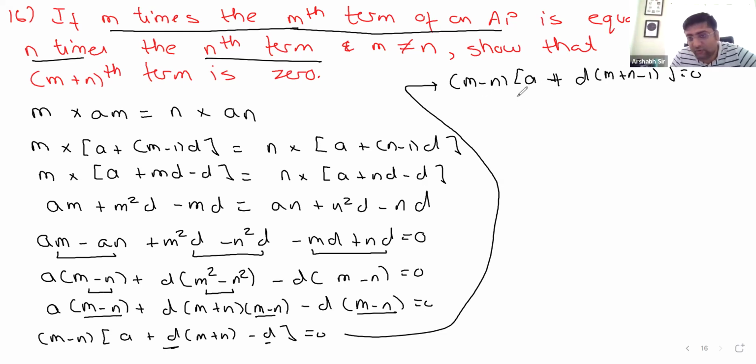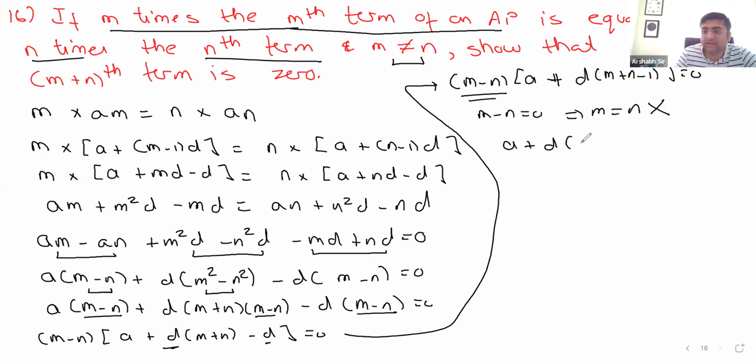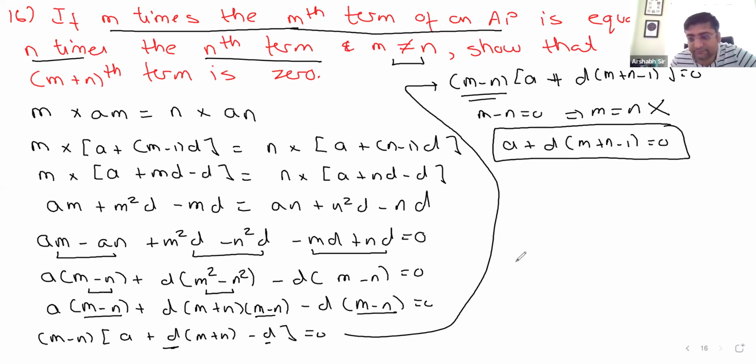Now multiplication of two terms is 0. So either this is 0, that is m is equal to n. लेकिन हमें clearly दिया m is not equal to n. So not an answer. That means the second part, a plus d times m plus n minus 1 is 0. Till here, do you all agree, beta? Yes or no? Yes, sir.